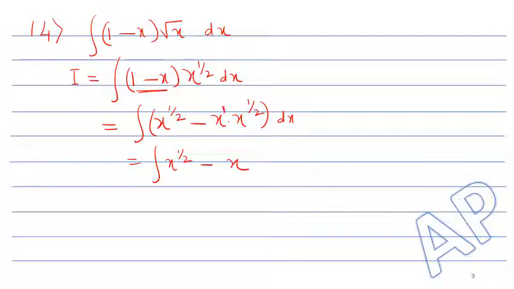Then I have x to the power of 1 by 2 minus x to the power of, look here, x to the power of 1 into x to the power of half. That is, a to the power of m into a to the power of n is a to the power of m plus n. So 1 plus 1 by 2 is 3 by 2. In the next stage I will take that. That is the integral of x to the power of half minus x to the power of 3 by 2 dx.